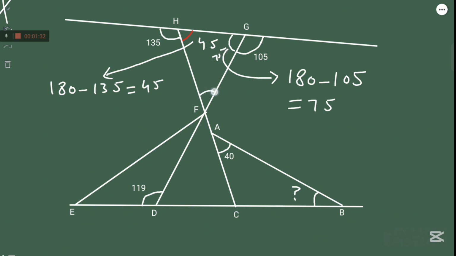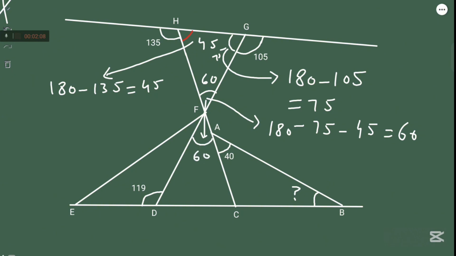Okay, now we can find this angle. This angle should be 180 minus 75 minus 45. So this is equal to 60. Okay, this is 60. So this angle and this angle is vertically opposite. Vertical opposite angles are always equal, so this is equal to 60.